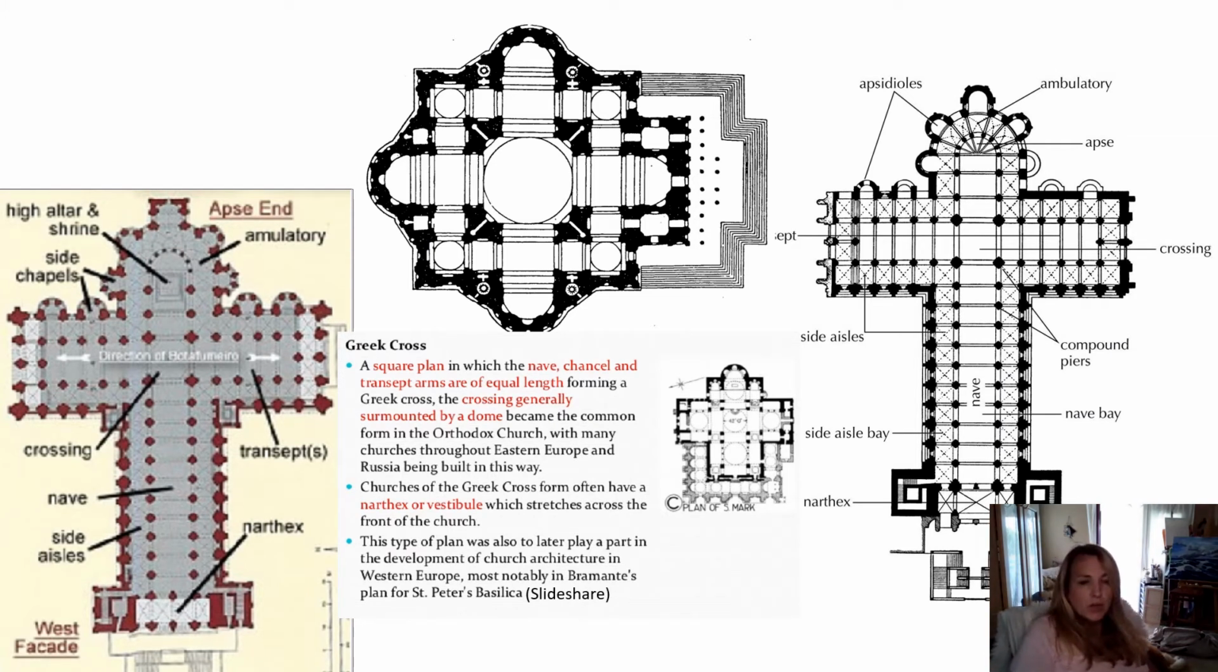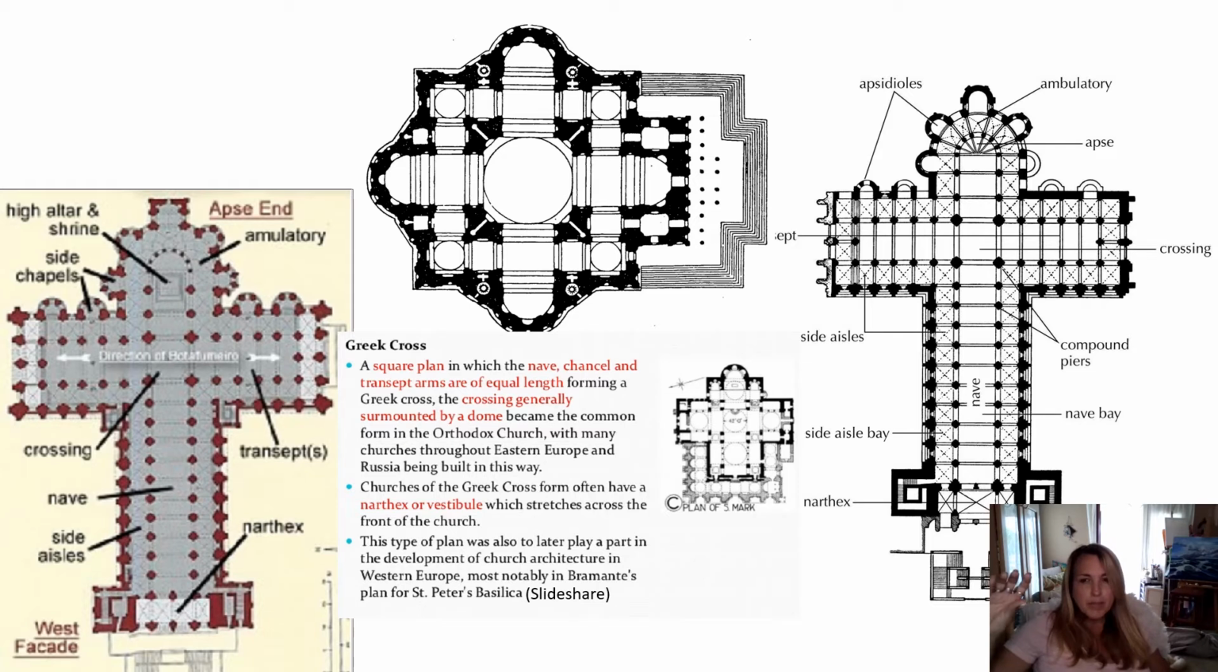So Greek cross, square plan in which the nave, chancel, and transept arms are of equal length, forming a Greek cross, generally surmounted by a dome. Churches of the Greek cross often have a narthex or a vestibule, and the type of plan was also later to play a part in the development of church architecture in Western Europe, such as Bramante's plan for St. Peter's Basilica.